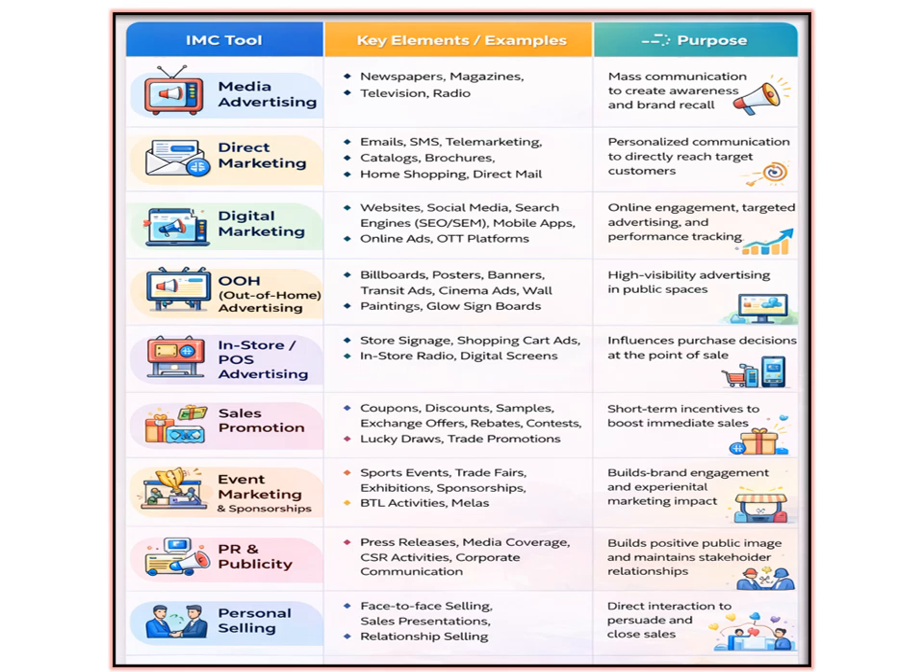Sales promotion is short term incentives to boost immediate sales. Event marketing and sponsorship builds brand engagement and experiential marketing impact. Public relation publicity builds positive brand image and maintains stakeholders relationship. Personal selling is a direct interaction to persuade and close the sales in a shorter time.